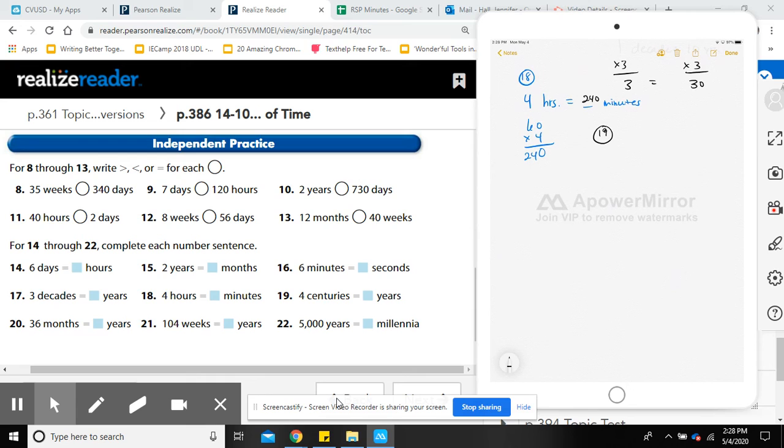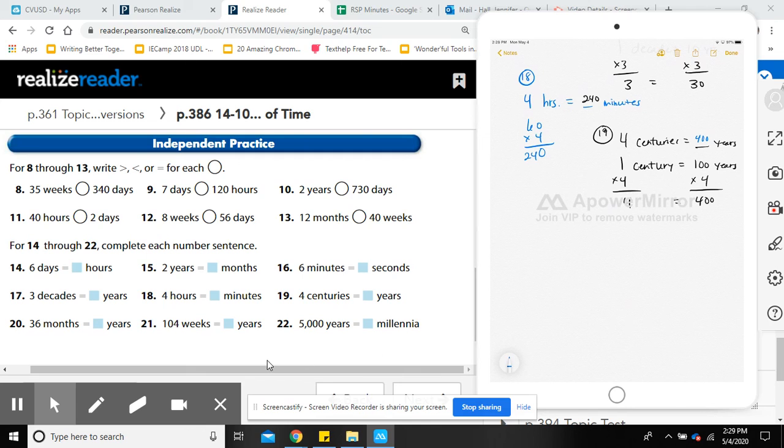Last one that we're going to go over is number 19. 4 centuries is equal to how many years? And if you remember from our chart, 1 century is equal to 100 years. So if we multiply this by 4 to get 4 centuries, we multiply the other side by 4 and we get 400 years. So 4 centuries is 400 years. That is a very long time.